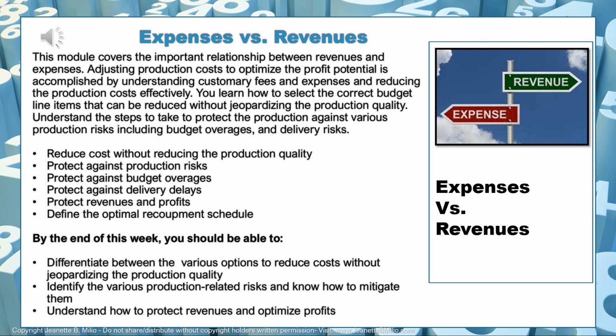This week, you learned to differentiate between the various options to reduce the costs without jeopardizing the production quality and without jeopardizing the value of your project. You are now able to identify the various production-related risks and how to mitigate them. And you understand how to protect your revenues and optimize profits. Again, how do we do this? We're using completion bond companies and collection agents, which both protect our production-related risks, and our revenues and profits.